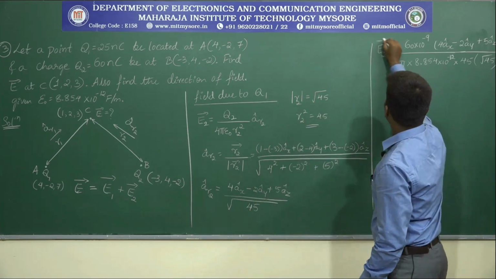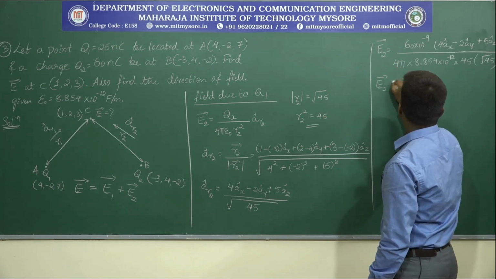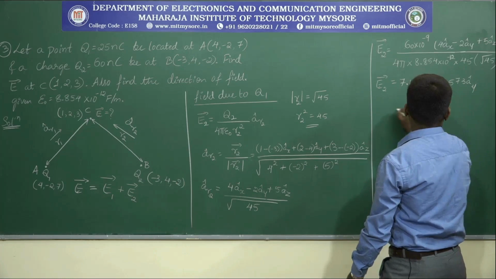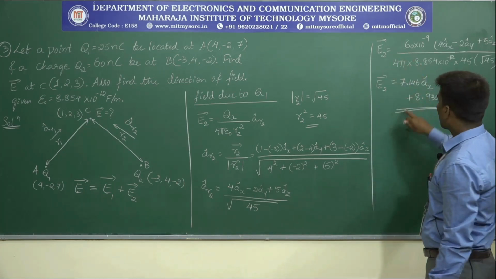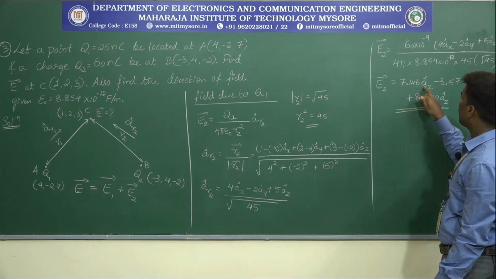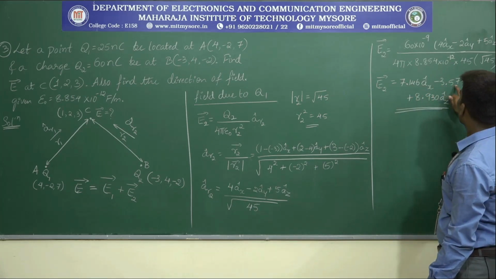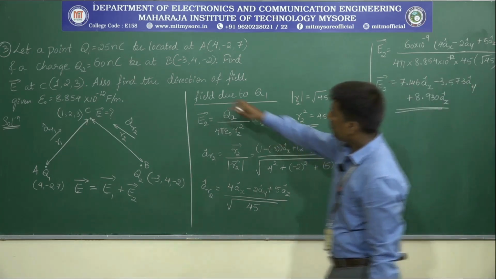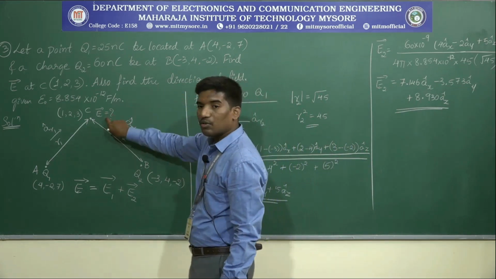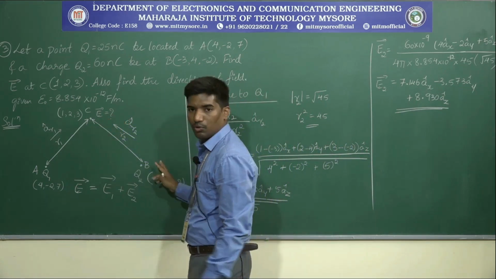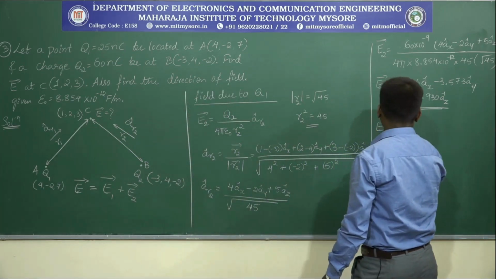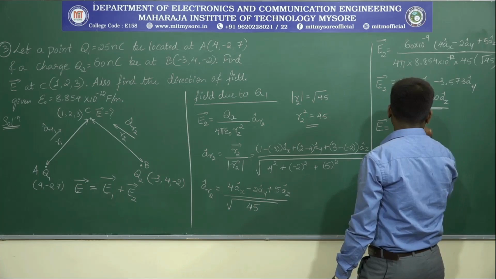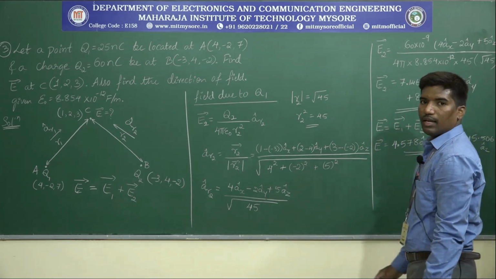If we try to solve this, we get electric field intensity E2. So after solving this, we are going to get E2 is equal to 7.146 A cap x minus 3.573 A cap y plus 8.930 A cap z. So what is the final agenda here? We need to solve for E, total electric field intensity at point C due to 2 point charges. Therefore, E is equal to E1 plus E2. So this is the electric field intensity.